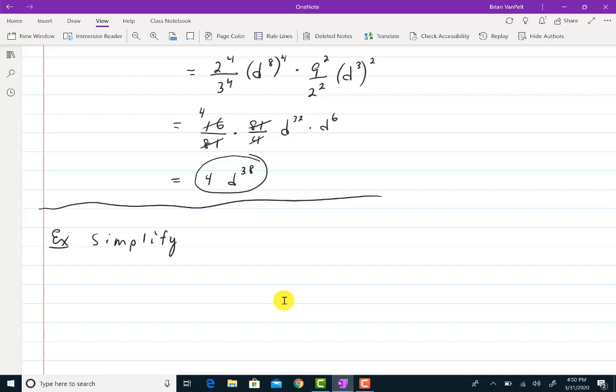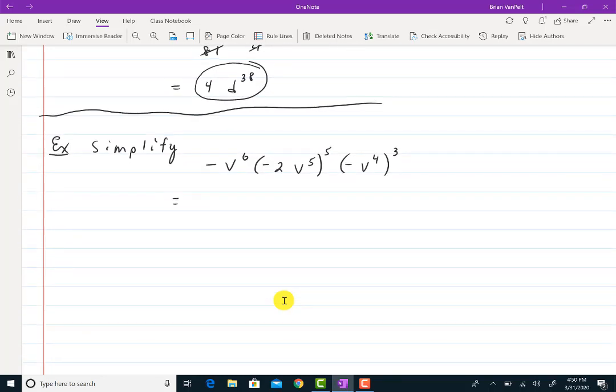Simplify once again. This time we have negative v to the 6th times negative 2 v to the 5th, but to the 5th power. And then we have negative v to the 4th to the 3rd power. So first what I try to do is figure out the negative and positive. Here I've got a single negative sign, but then I have negative raised to the 5th power. It will still be negative. A negative times a negative will be positive.